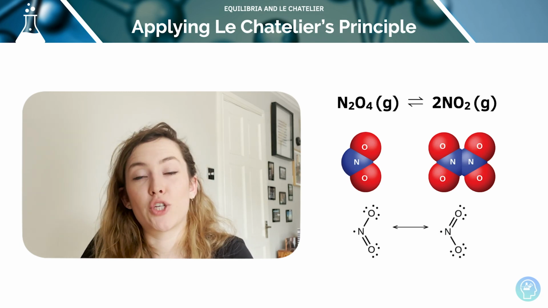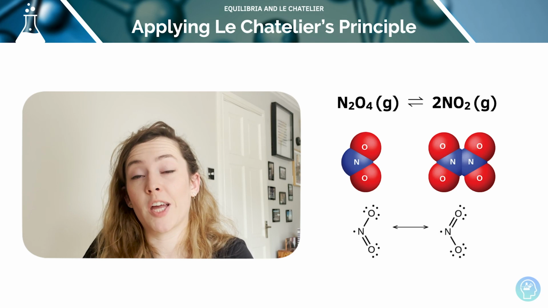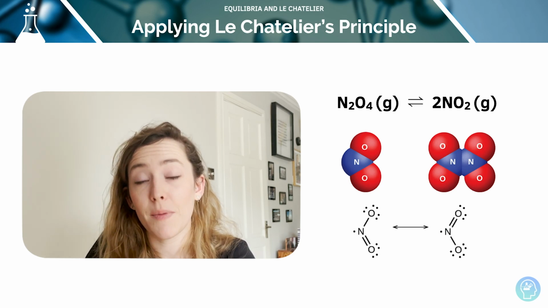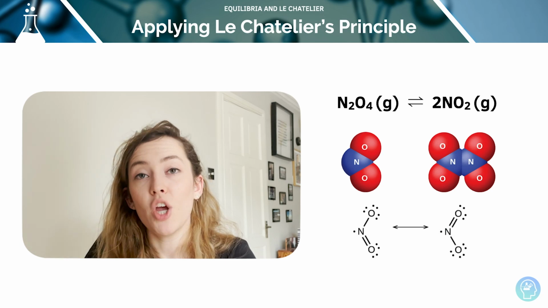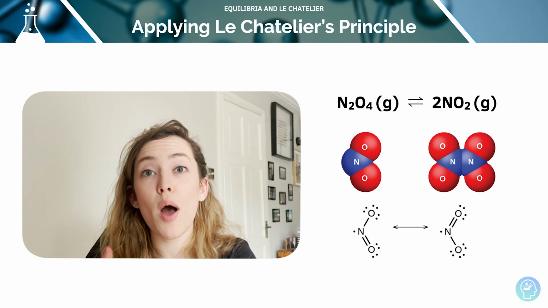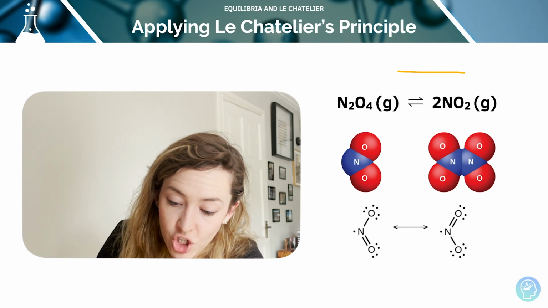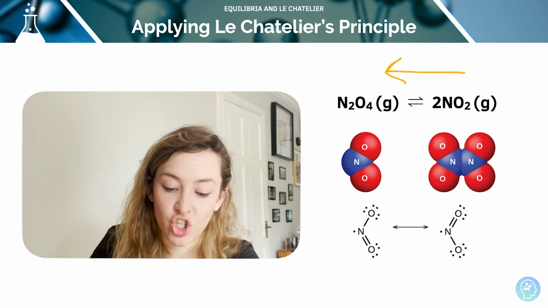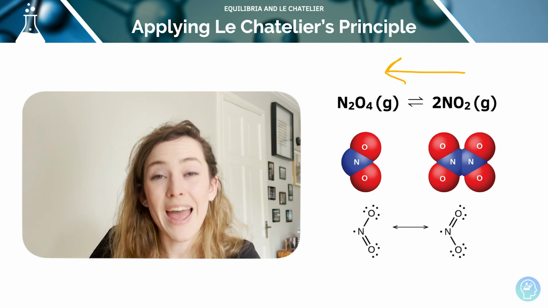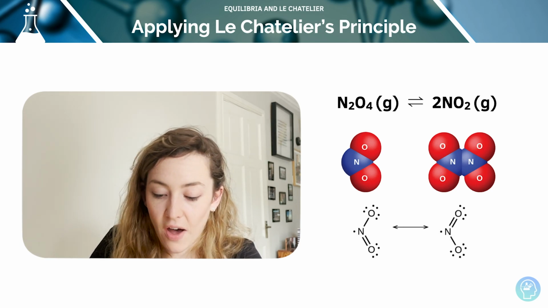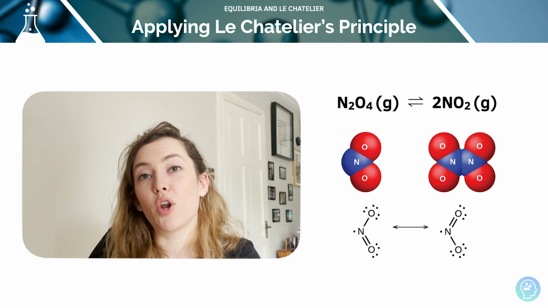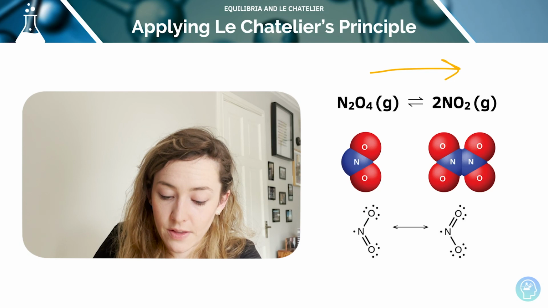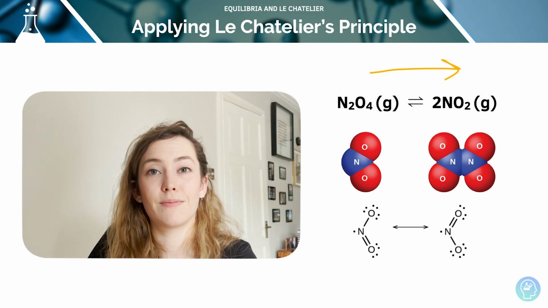If I increase the pressure on a closed system, Le Chatelier's principle tells me I'm going to want to counteract the change. I'm going to want to decrease the pressure in the system. So I'm going to shift my equilibrium to the side that's got the fewer moles of gas. So I'm going to shift to the left. If I increase the pressure, I'm going to shift to the left. Okay, and vice versa. If I decrease the pressure, I'm going to want to counteract the change by increasing it. So I'm going to shift to the right, to the side that's got the most moles of gas.